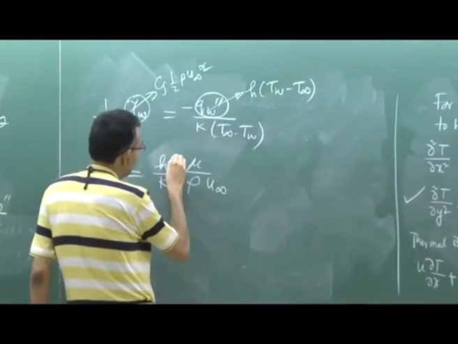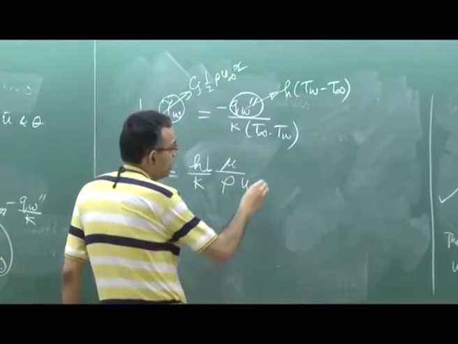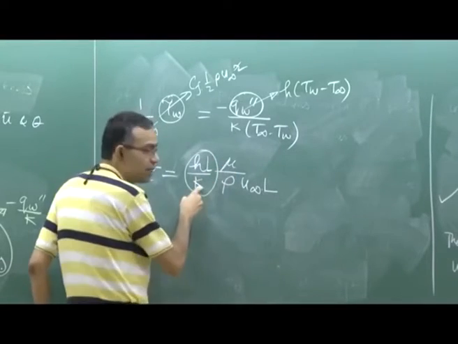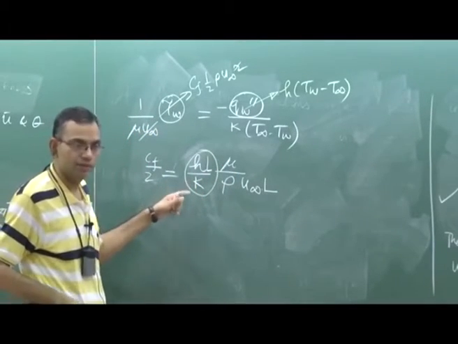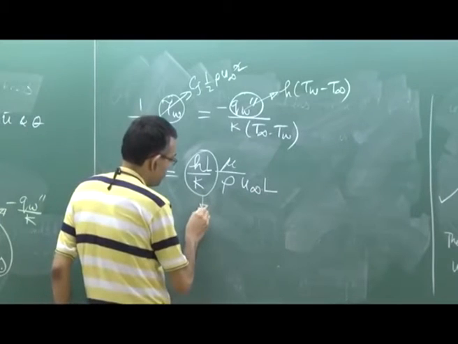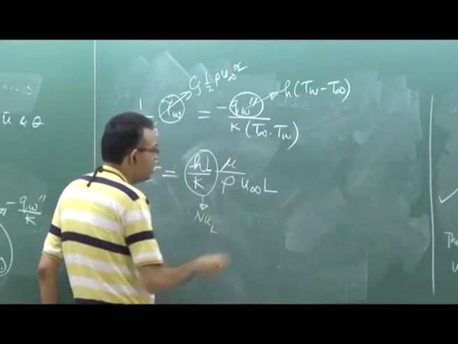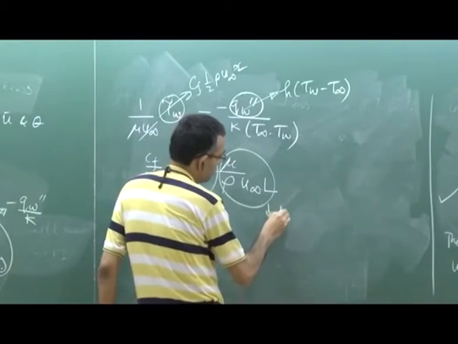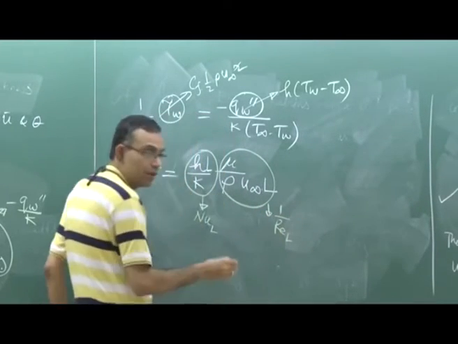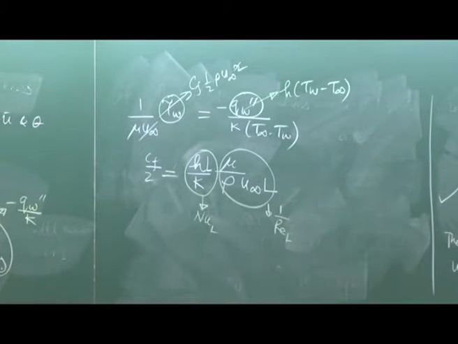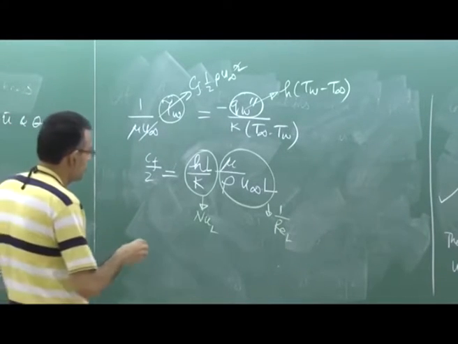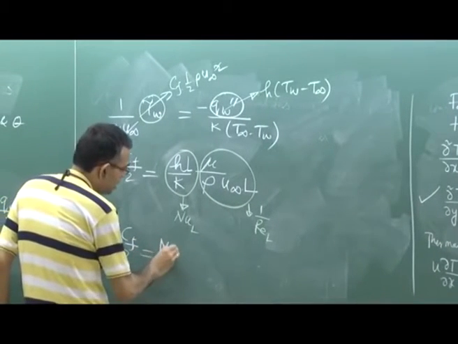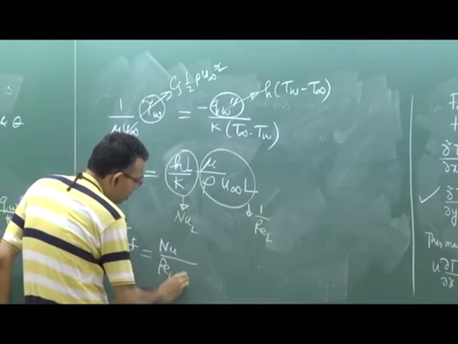So we can multiply both numerator and denominator by L. So what does it become? What is this? Nusselt number based on the length L. And what is this? 1 by Reynolds number. For this particular problem we can also write this as Nusselt number by Reynolds number into Prandtl number.